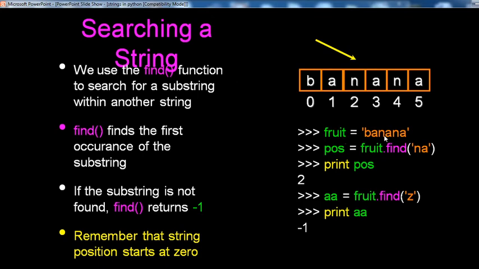For example, fruit equals "banana". Then pos equals fruit.find("a"). If you want to find a, then print pos, that is 1, a found at that index number. Then print fruit.find("z"), then it prints -1 because it is not found. If something is not found, find returns -1. If something is found, it displays whatever the index is. Here, print pos, the position of "na", which is available in the string, is printed as an index. If z is not available in the particular string, it prints -1. That is, if the substring is not found, find returns -1.